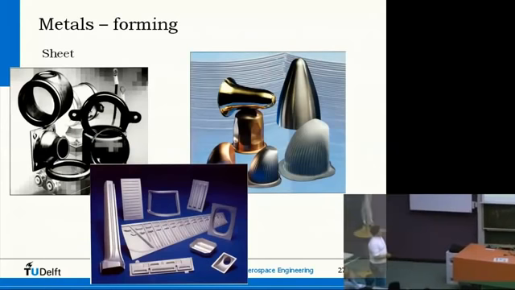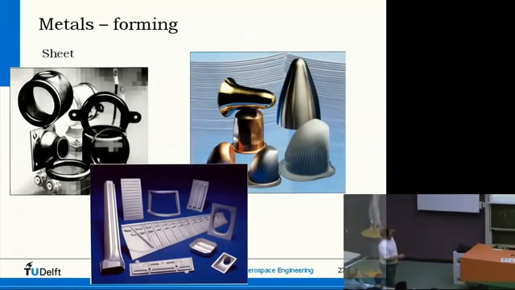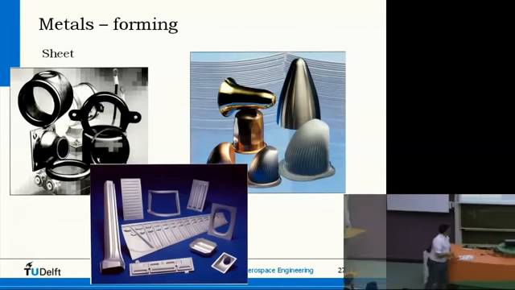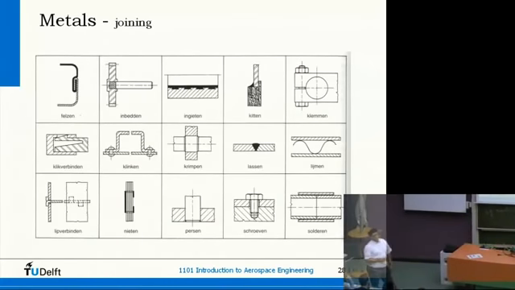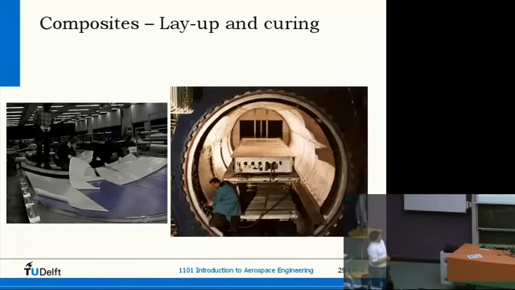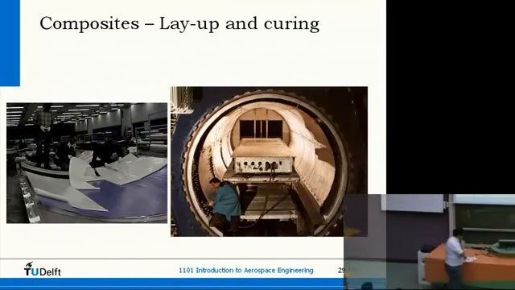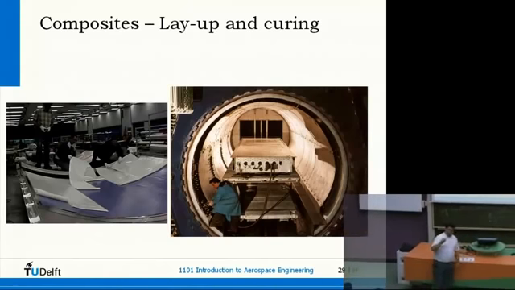Forming: all kinds of different forming operations, starting with a flat sheet and then forming it into all kinds of shapes. And finally, a multitude of ways to fasten components to each other, to assemble structures from them: riveting, welding, squeezing, and so on. Composites are different. Composites are in many cases coming in layers.